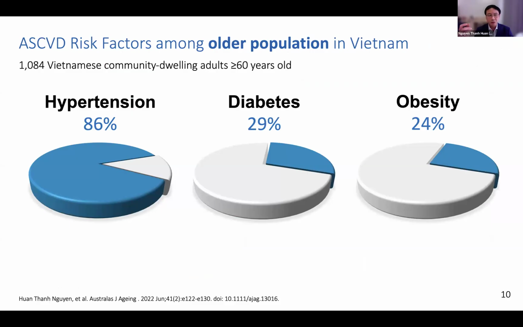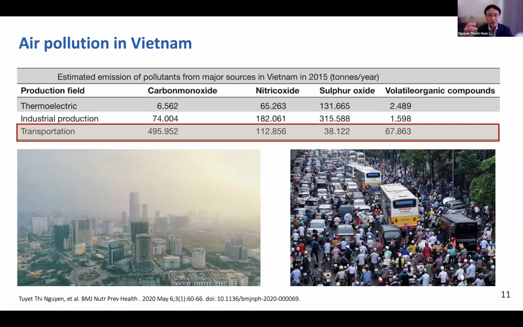In this study, including more than 1,000 Vietnamese patients, 86% of them had hypertension, and 1 in 4 were affected by diabetes or obesity. So we should not forget air pollution, an important risk factor in the world. And in Vietnam, transportation is a primary contributor to air pollution.